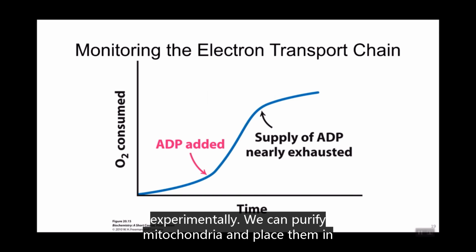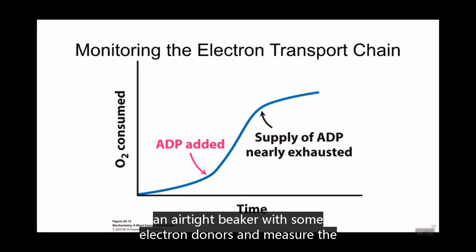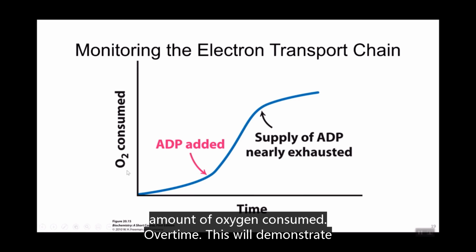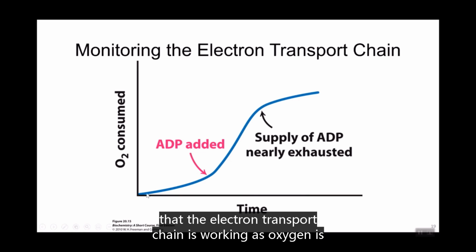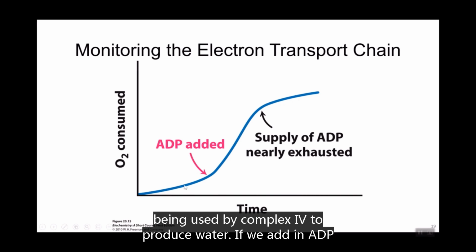We can purify mitochondria and place them in an airtight beaker with some electron donors and measure the amount of oxygen consumed over time. This will demonstrate that the electron transport chain is working as oxygen is being used by complex 4 to produce water.